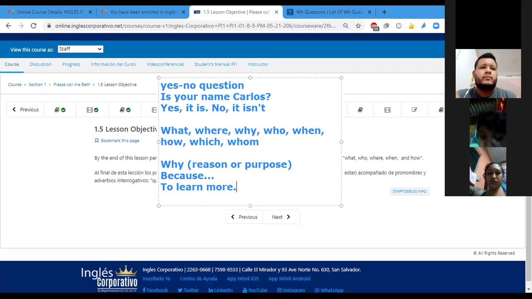To get a higher salary, to travel to the United States, to travel to Canada, to travel to Australia, okay? To, like you said, to learn more, and you can say, because I like it, okay? So those are reasons, okay? Purpose and reason, okay? Good.